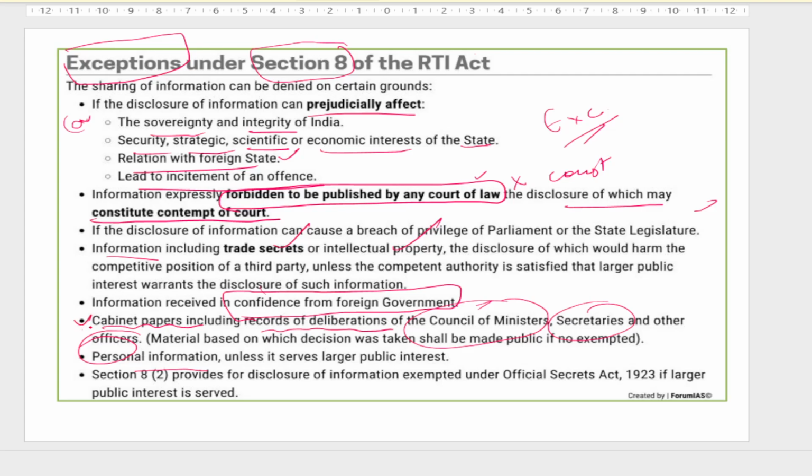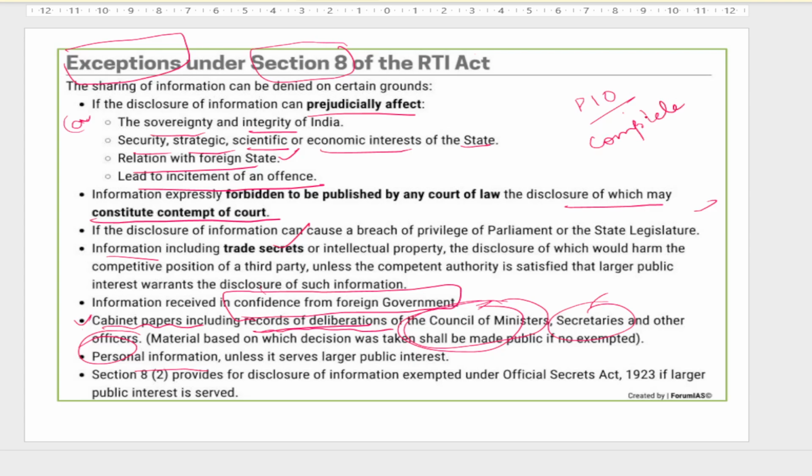So we just studied that cabinet papers, including records of deliberations of the council of ministers, secretaries and officers, cannot be disclosed. Also, the disclosure can be made only after the cabinet has taken a decision, and in case the PIO decides that disclosure is to be made, it can be made only after the decision has been taken or the matter is complete. And also, if the cabinet is deliberating on a matter which relates to any of these points, that is the exceptions provided under the RTI Act.